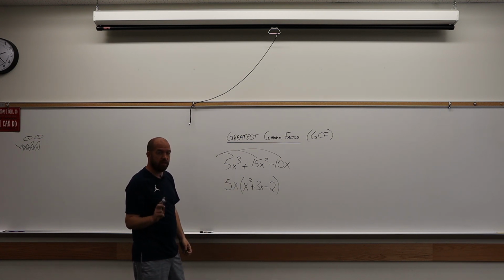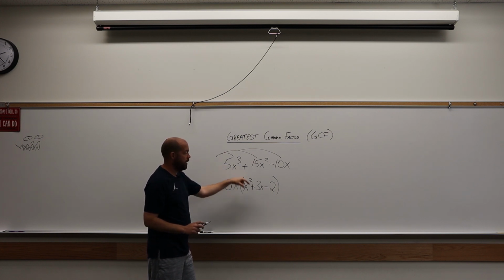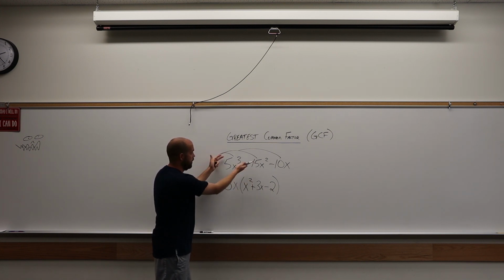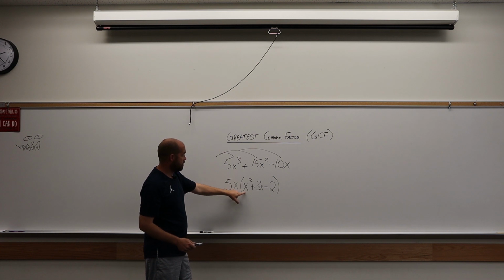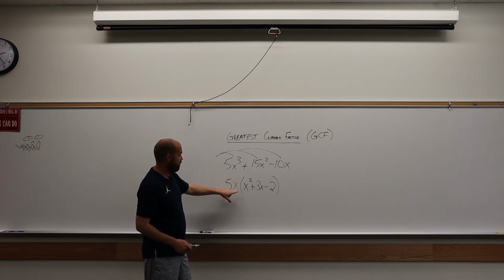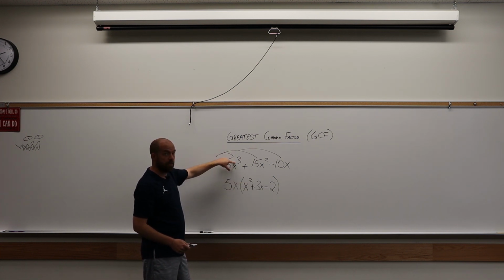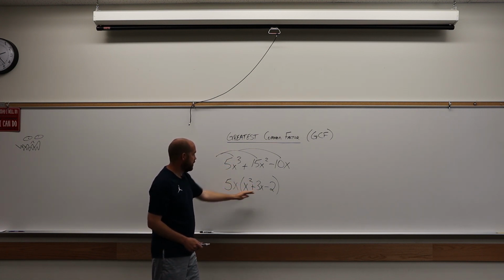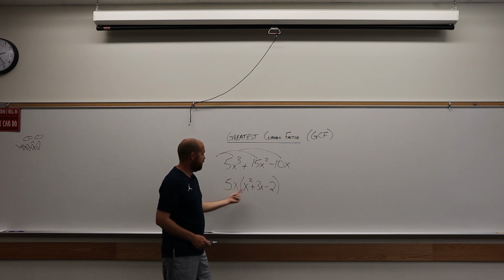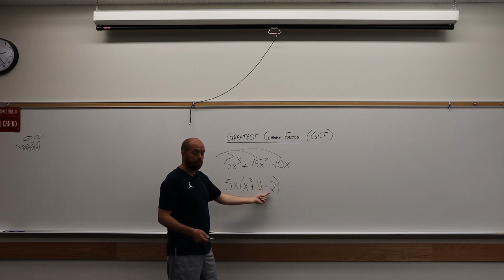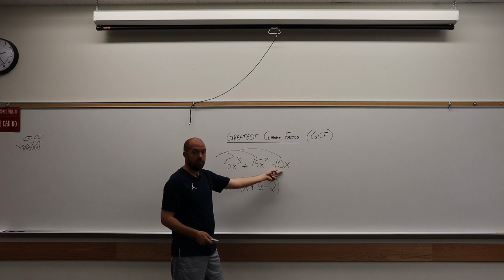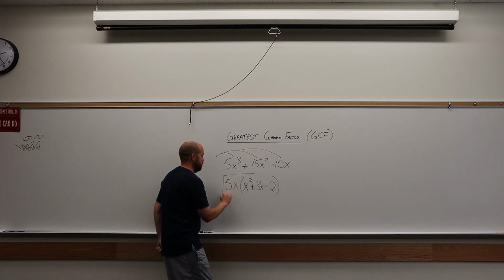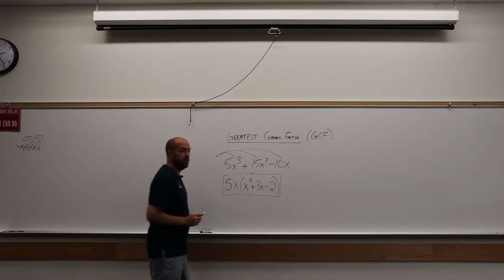You can always check to make sure you have it right by multiplying back in, or distributing, and seeing if you get this original problem. So 5x times x squared would give me 5x to the third. That is correct. That's what I have up here. Now I distribute to the 3x. 5 times 3 is 15. x times x is x squared. So I look above. Yep, that's correct. 5x times a negative 2. 5 times negative 2 is negative 10. Then I need to tack on an x. I get negative 10x. That was correct. This is the factored answer to this.